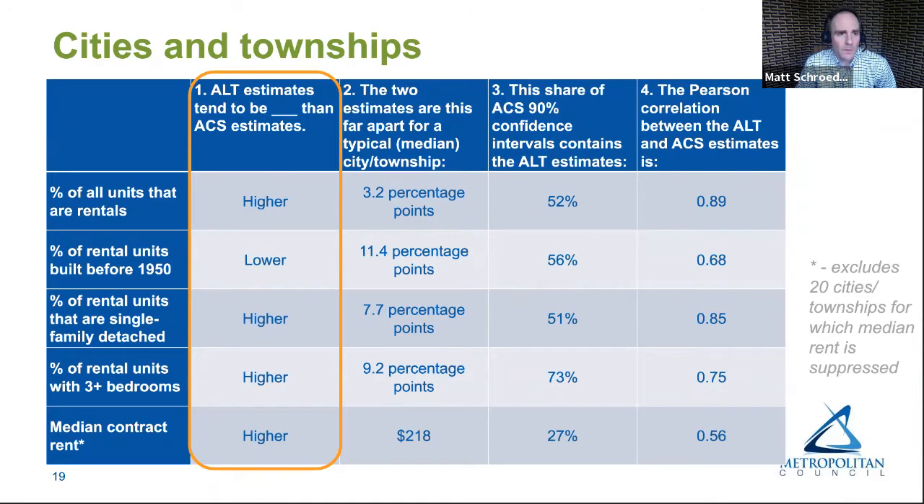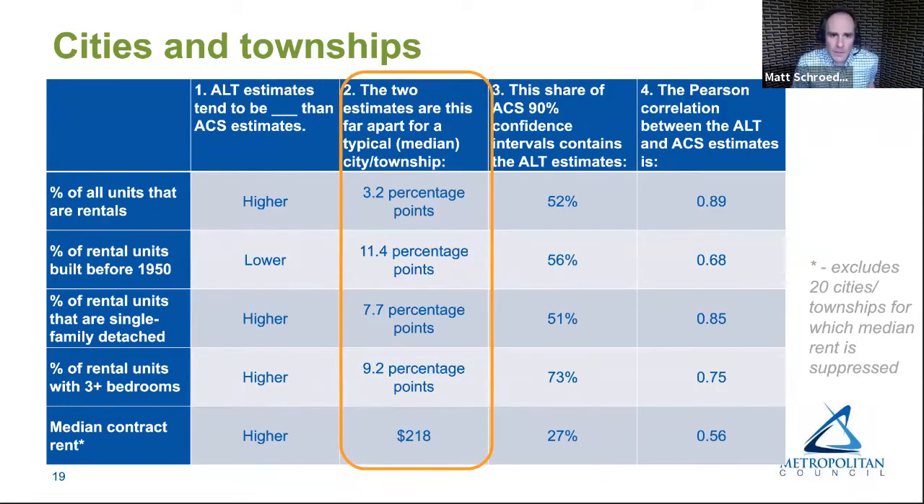Moving down these in sequence, we've already seen that the alternative estimates tend to show higher shares of rental units than the ACS estimates. It also shows relatively newer rental units, so lower shares of rental units built before 1950, more rental units that are single-family detached, higher shares of rental units with 3 or more bedrooms, and finally higher contract rents. And then looking at the degree of that divergence, I said before that it was relatively low, at least for the tenure breakdown, but not as much for these other characteristics of rental units.